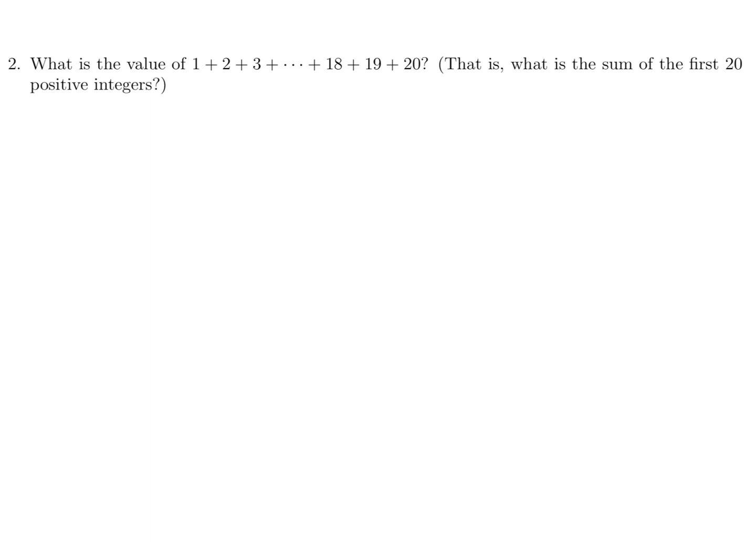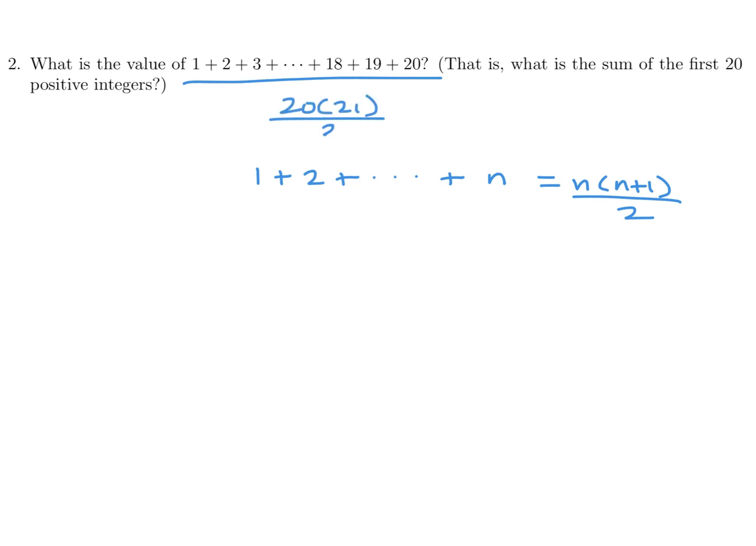What is the value of 1 plus 2 all the way to 20? Well, the formula, some of you know, for 1 all the way up until n, consecutive digits, is n times n plus 1 over 2. It's a nice formula. So therefore that would be 20 times 21 over 2, and that is 210.